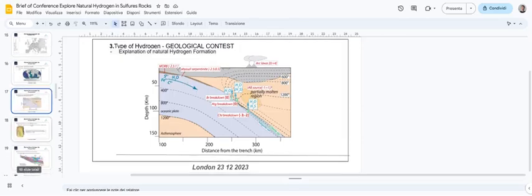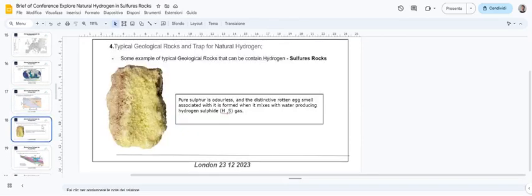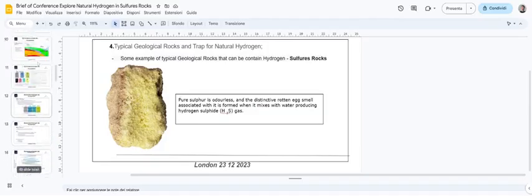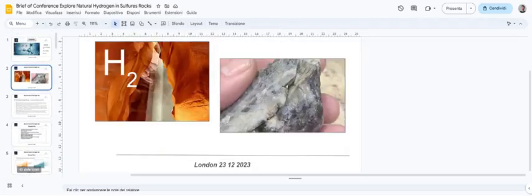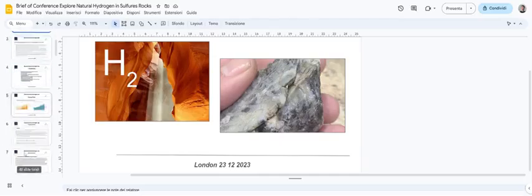At the surface, we can make a survey of the surface to understand some potential. If you see, for example, hydrogen sulfide, or sulfurous rock, or this type of rocks, it is also a manifestation of the presence of white hydrogen.